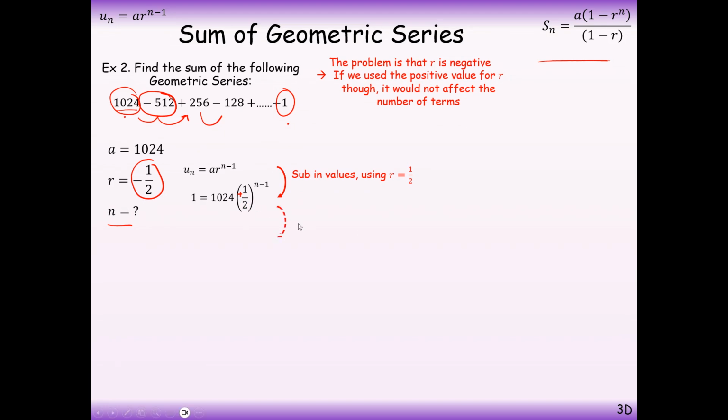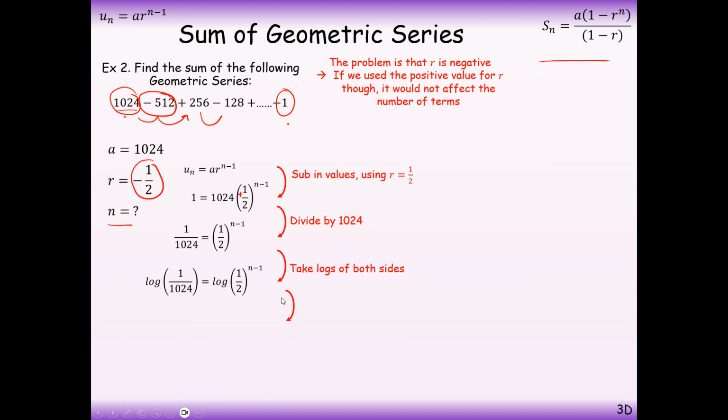It doesn't matter. The positive version of r will give us the exact answer that we need, as long as the absolute value of r is half. So to solve this equation, first you divide by 1024, and then you take logs, log of both sides, and then n minus 1 will be a factor at the front. You're going to divide by log of a half.